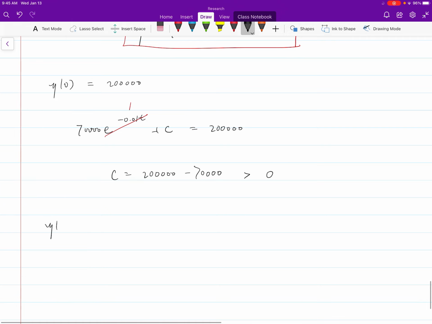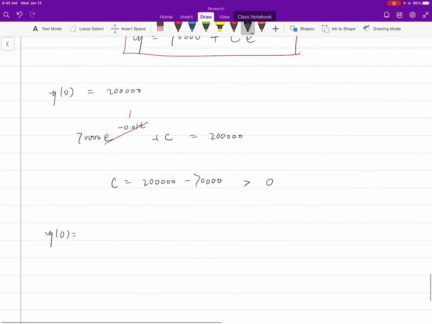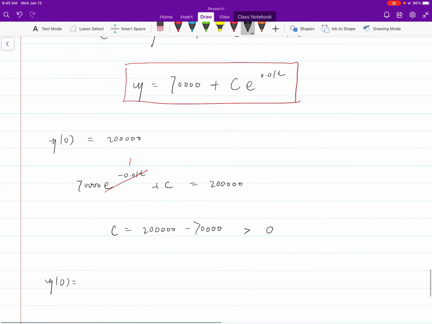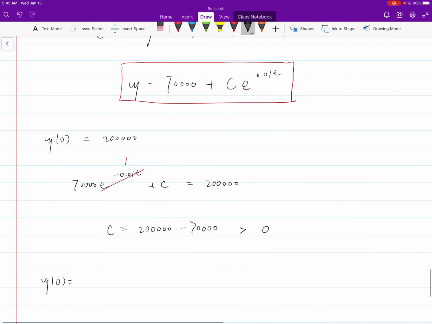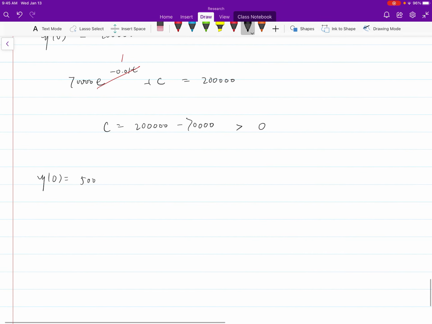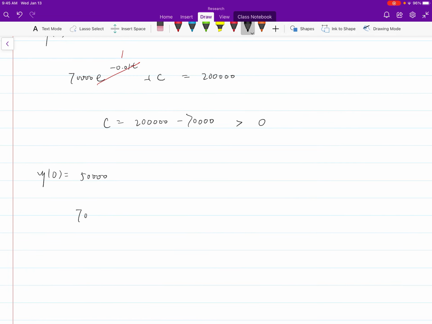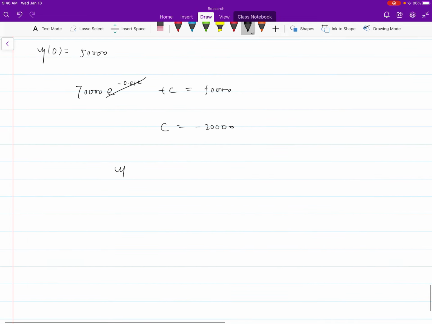But if your initial condition is actually small, let's take y0, it's going to be 50,000. Okay, then you can actually have 70,000 e to the 0, so this is gone, plus c equals 50,000, and your c is actually negative 20,000. In that way, your final answer is going to be y equals 70,000 plus c, which is minus.